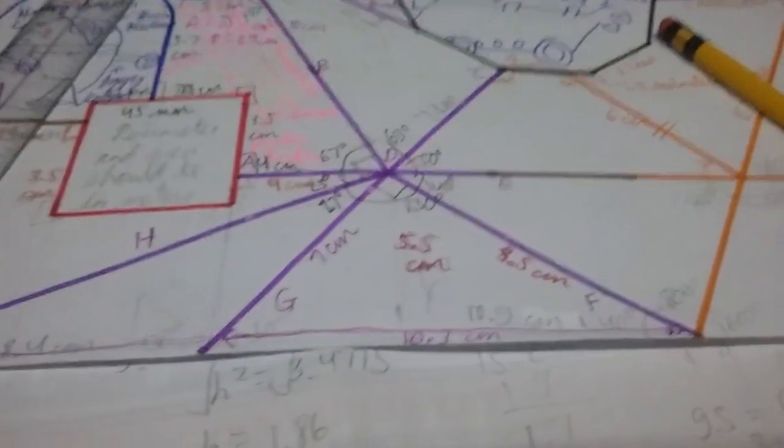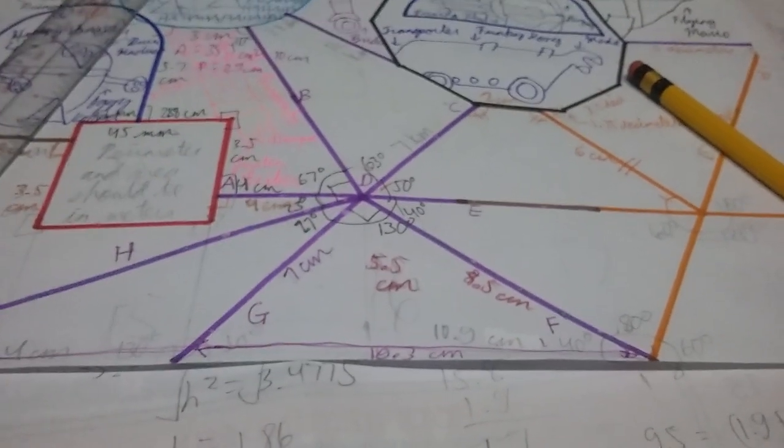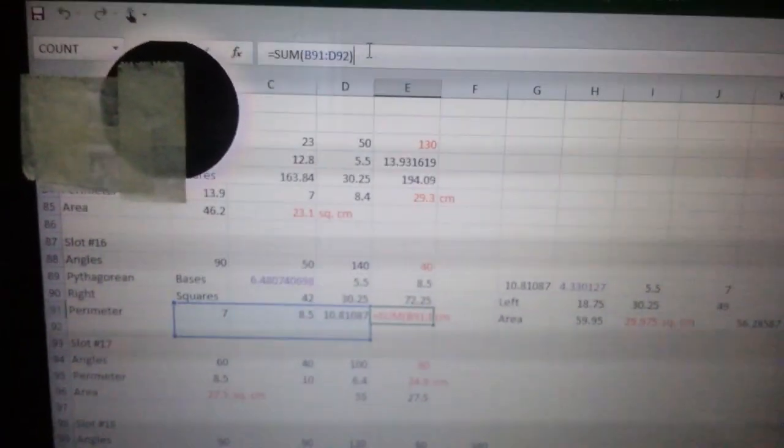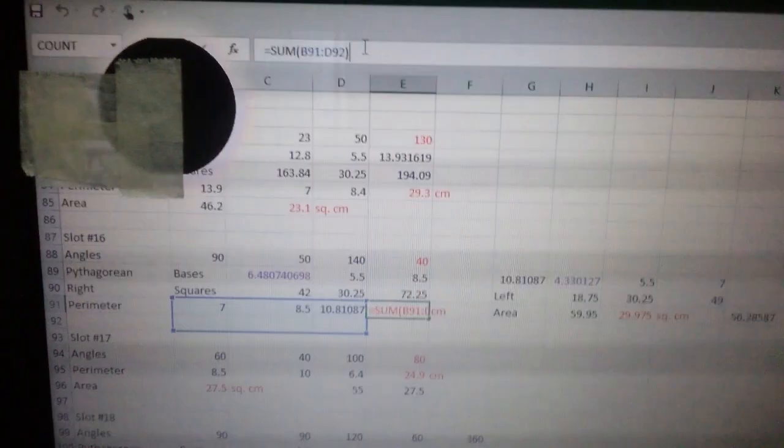Now, to solve for the area and the perimeter, the perimeter is 7 plus 8.5 plus 10.8. As I did the formula, I summed everything up, and this is the answer that I got.